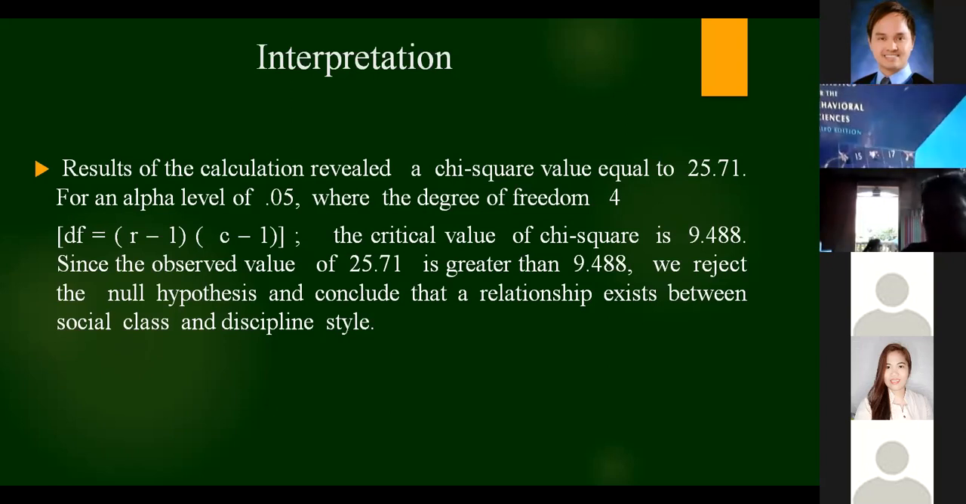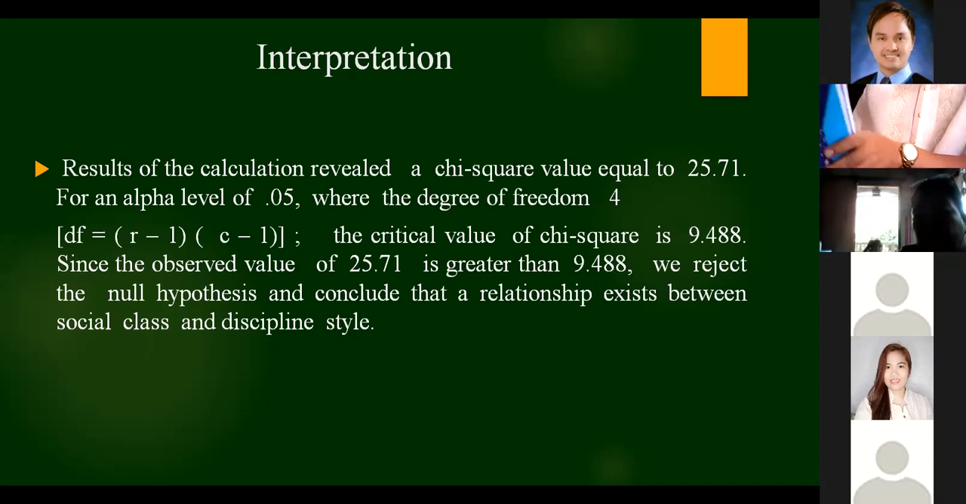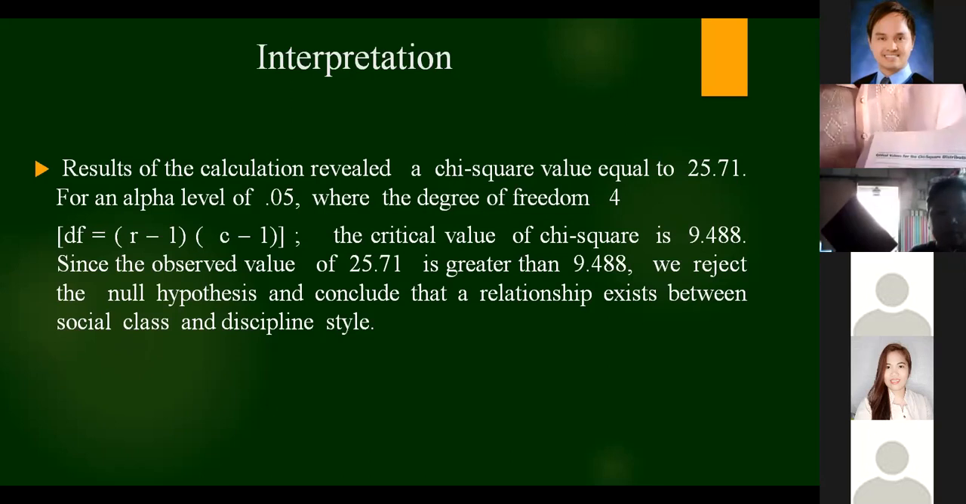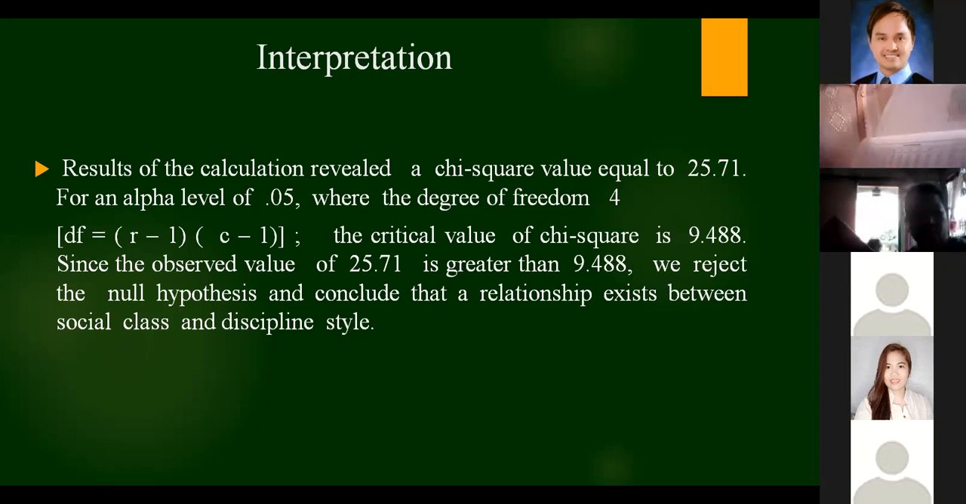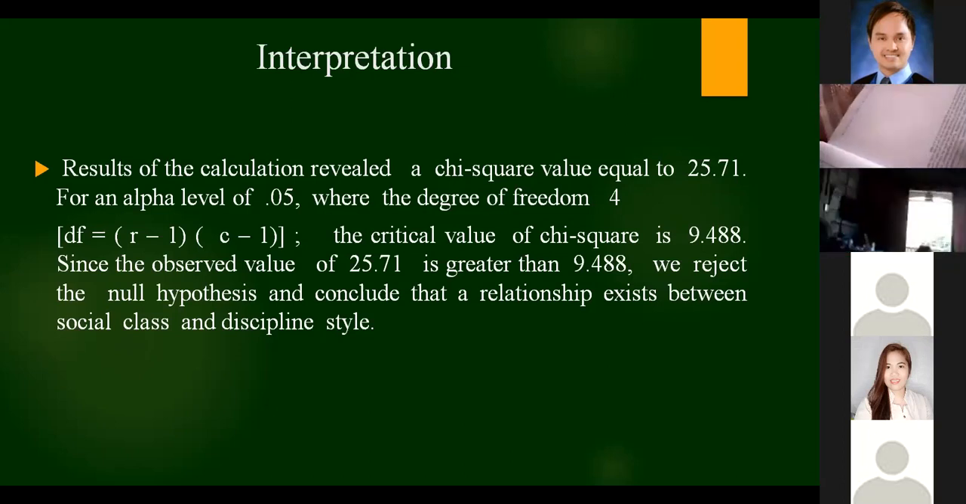Okay. Here is one book in statistics. This is called Statistics for the Behavioral Sciences. The author is Jaccard and Becker. At the back of the book, merong table of critical values. Makikita nyo dito, my dear co-teachers, nakalagay, critical values for chi-square distribution. Yung vertical niya, ang degree of freedom natin, 4. So, hanapin nyo yung 4.